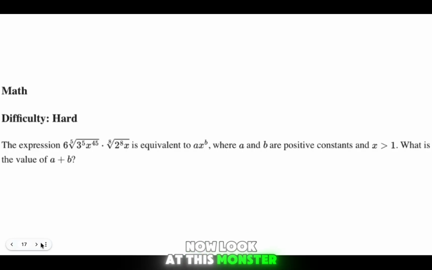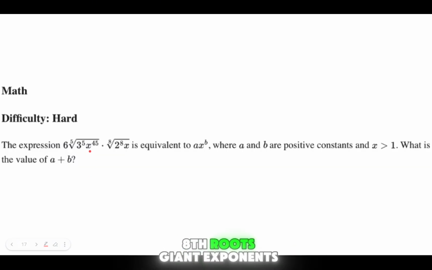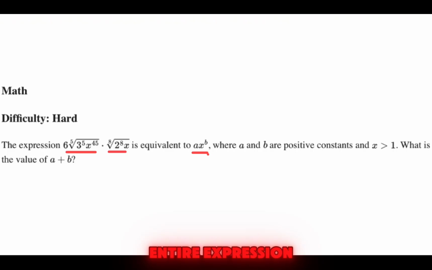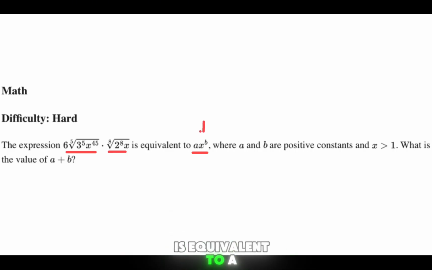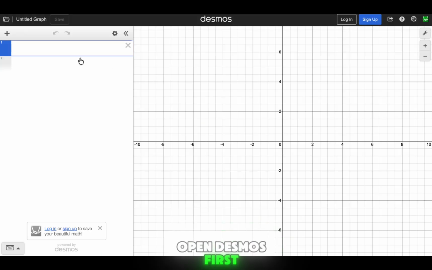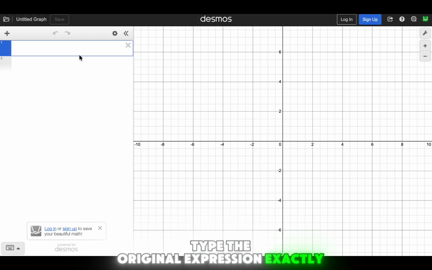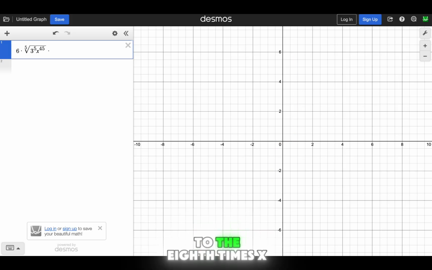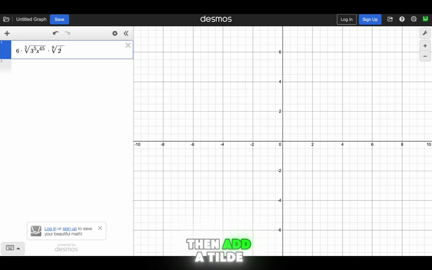Now look at this monster. 5th roots, 8th roots, giant exponents. I am not simplifying all of that by hand. The question tells us the entire expression is equivalent to a times x to the power of b. So a and b are regression parameters. Open Desmos. First, type the original expression exactly as written. 6 times the 5th root of 3 to the 5th times x sub 1 to the 45th, times the 8th root of 2 to the 8th times x sub 1. Then add a tilde, a times x sub 1 to the power of b.